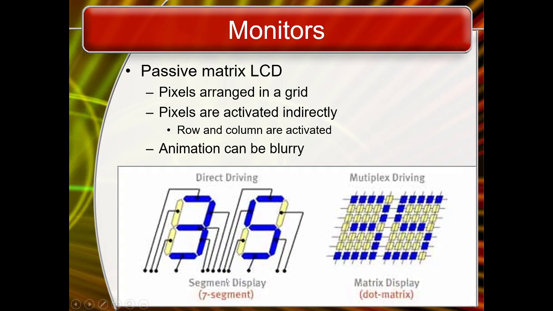In this direct driving, we see that initially there were 7 display segments, also referred to as 7 segment display. Every segment was connected to an electrode or circuitry. However, in matrix display, also referred to as dot matrix, further division into cells is made to display the same segment or image.